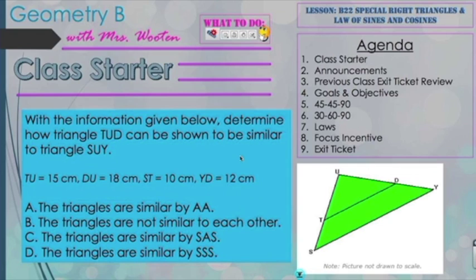So here we are going to have our class starter. With the information given below, determine how triangle TUD can be shown to be similar to triangle SUY. We are given that TU is equal to 15 centimeters, DU is equal to 18 centimeters, ST is equal to 10 centimeters, and YD is equal to 12 centimeters.